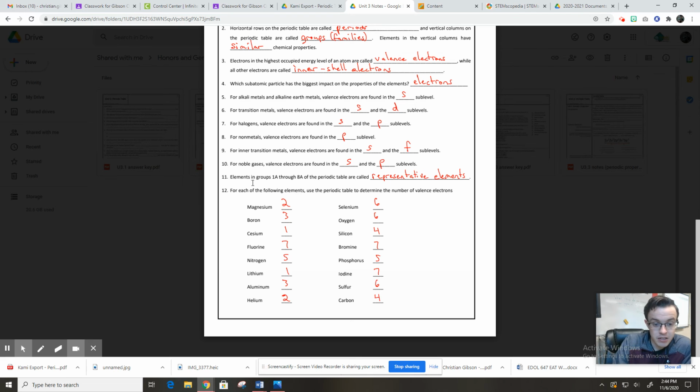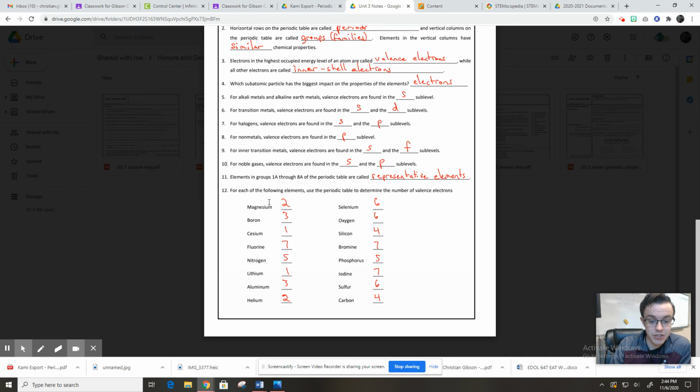Okay. Number 11, elements in group 1A and 8A of the periodic table are called representative elements. Okay. So any groups that start with A, 1A, 2A, 3A, all the way to 8A are called the representative elements. Okay. And a neat trick about the representative elements is that the group number that those elements are in is the same number of its valence electrons.